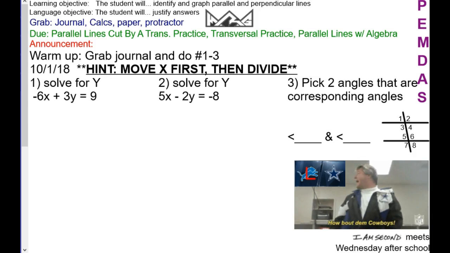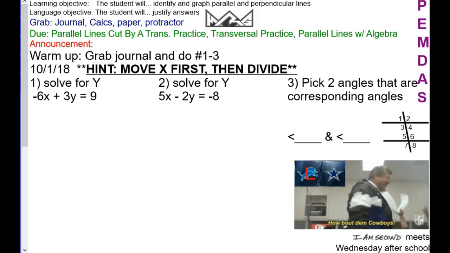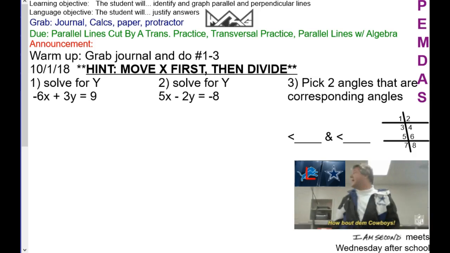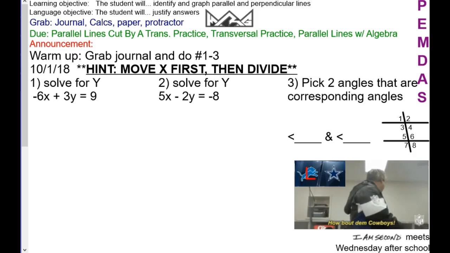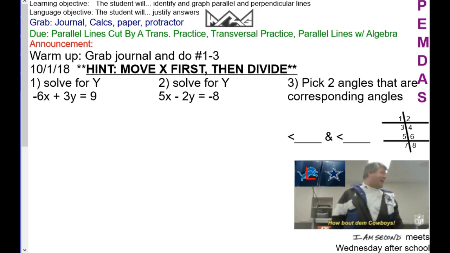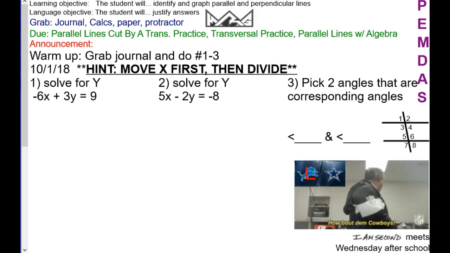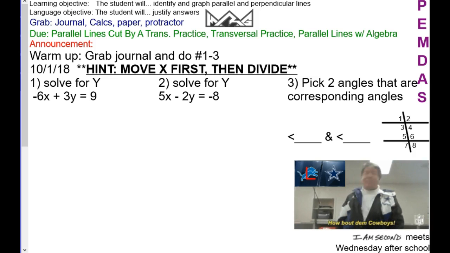If I'm solving for y, what do I need to do first if it's in standard form like this? Move that x. Okay, we need to take the negative 6x to quote-unquote move it to the other side. We need to do the inverse operation, the opposite. What are we going to do? Okay, good. We're going to add 6x to both sides.